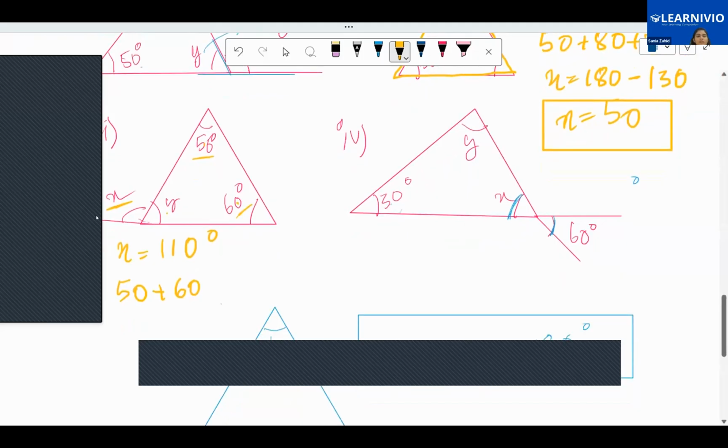Yes. First we'll use the angle sum property, which is 50 plus 60 plus y gives you 180. Now y is equal to 180 degree minus 110 degree. So y is equal to 70 degree.